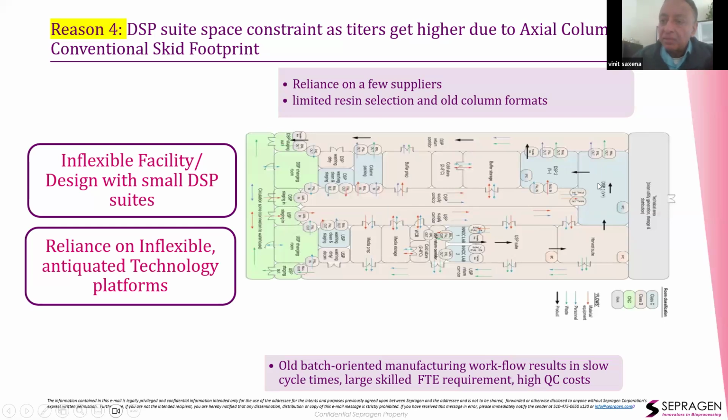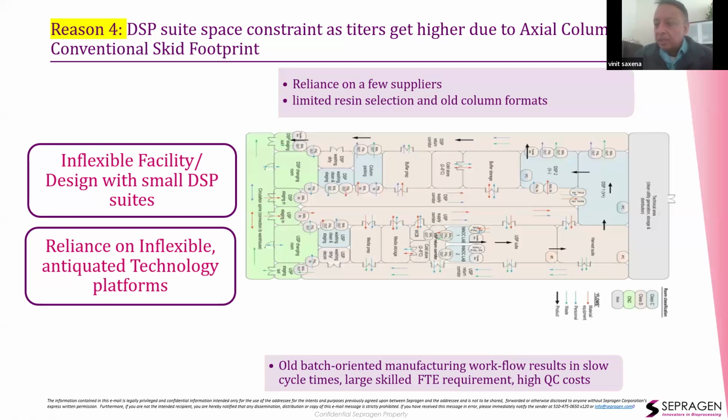You don't have enough space there. Because now what's going to happen? The column sizes are going to become bigger. The skids are going to become bigger. The amount of buffers that you need are going to become a lot more. So what's going to happen? You're going to have this corridor lined with buffers, right? And you don't have enough space. So we have remarkable solutions for these bottlenecks.